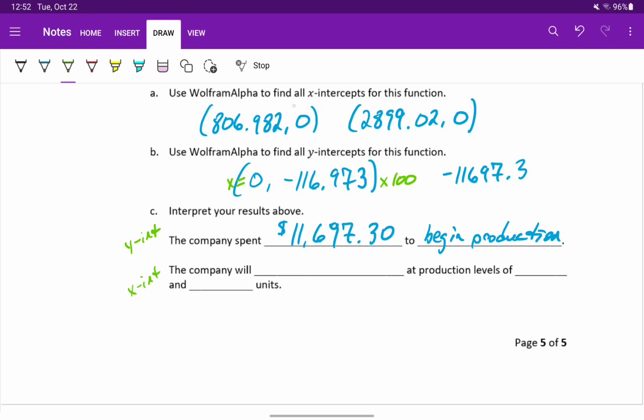For these 2 points, we have a value of our profit at 0. So if our profit is at 0, that's a break-even point, meaning we've produced and sold enough items to cover the costs that we initially spent. So the company will break even at these 2 production levels. And since we can't produce a fraction of an item, we should just know to intuitively round those. So we'll break even at production levels of approximately 807 units and 2,899 units.